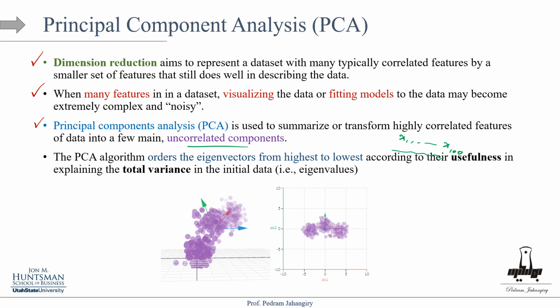So how does PCA do the job? We already talked about it. We have to find the eigenvalues and eigenvectors. We can sort the eigenvalues from highest to lowest, according to their usefulness in explaining the total variance in the initial data. For example, I have lambda 1, lambda 2, lambda 3. These are eigenvalues, and lambda 1 is associated with the direction that explains the most variation in the data. This is the next one, and this is the next one. And these eigenvectors, for example V1, are orthogonal to V2, and this is orthogonal to V3 as well. They're all orthogonal to each other.